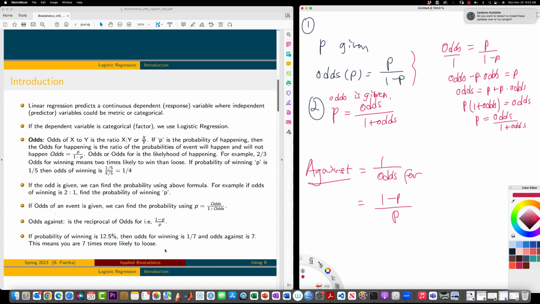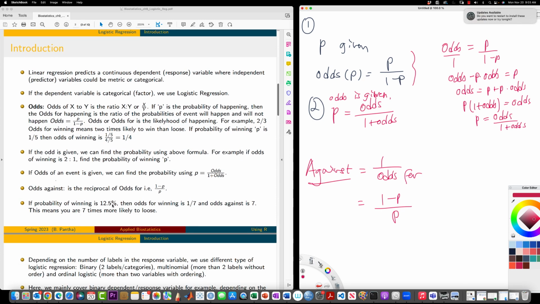Okay, so let us see one example here. If the probability of winning is 12.5%, so here P is given as 0.125. Then what is the odds for winning? Odds equals P over 1 minus P, I'm sorry. So P over 1 minus P, that will be 0.125 over 1 minus 0.125. That will be 1 over 7 if you use the calculator. That is odds for P.